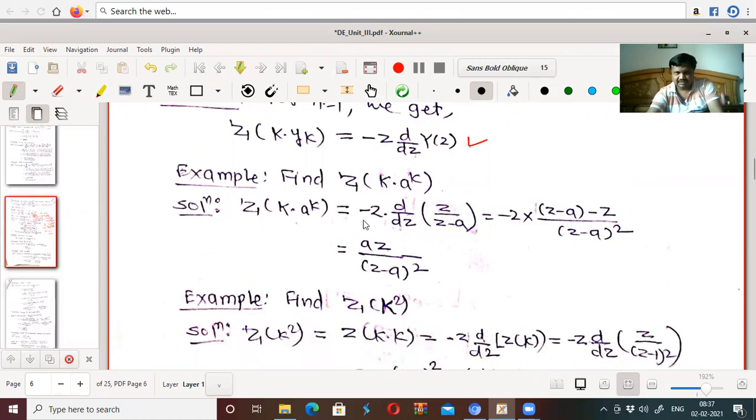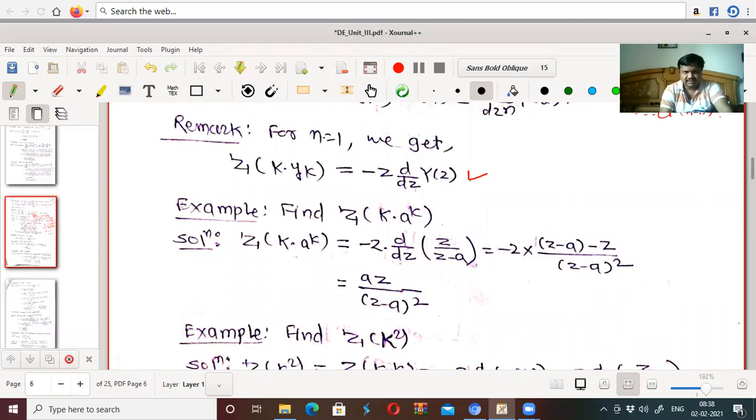Okay, some examples. Find the z transform of k into a to the power k. The z transform of k into a to the power k is minus z into d by dz of capital Y of z, where yk is a to the power k. This implies capital Y of z is the z transform of yk, and the z transform of a to the power k is z upon z minus a.